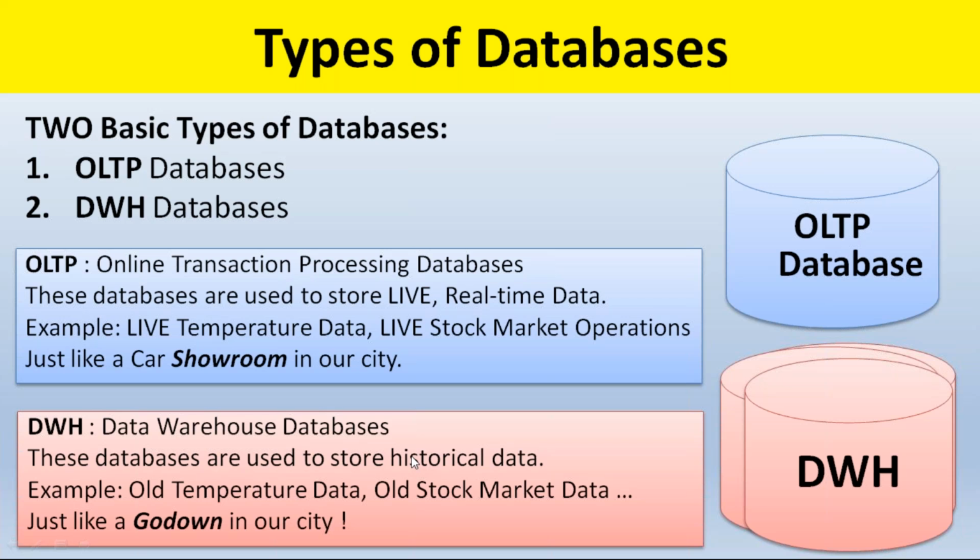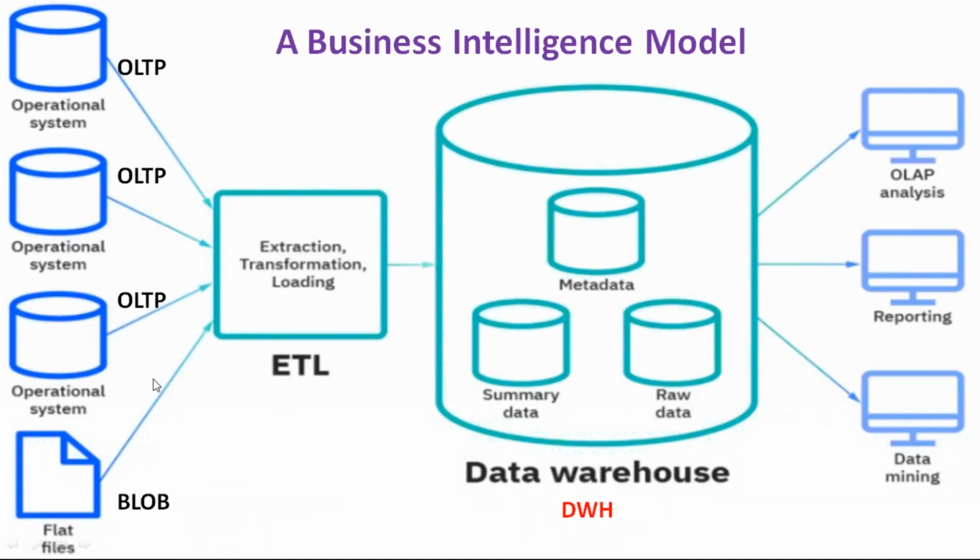Why? Past references, future forecast. Without old data, we cannot expect reports in a cricket match. Without old temperature data, we cannot expect weather forecast or stock market analysis. Anything which is into old history, we call it as a warehouse. Next, from here comes something called BI model, business intelligence model we call.